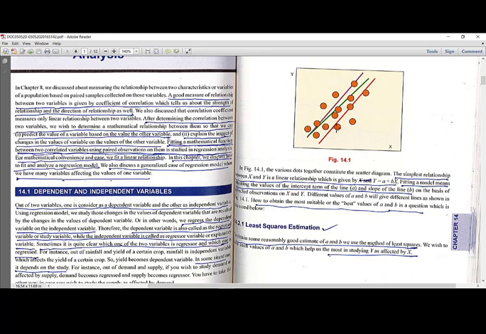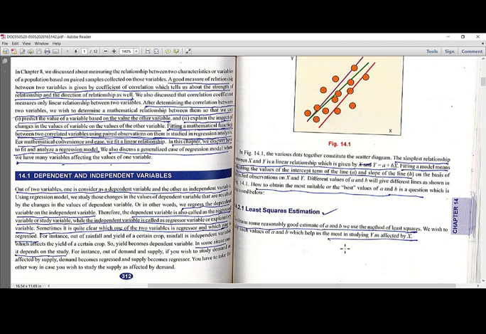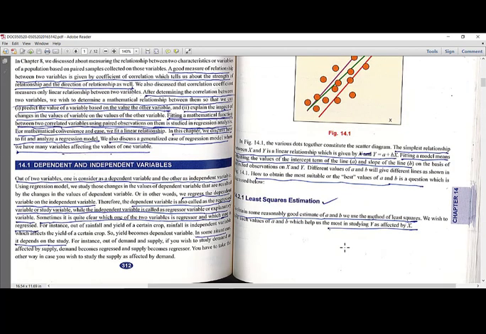This line is for a particular set of a and b, and this line is for another set of a and b, and this green line is for another set of values of a and b. That is why here it is written that different values of a and b will give different lines. How to obtain the most suitable or the best values of a and b is a question which is discussed now. For that purpose, we take the help of least squares estimation.